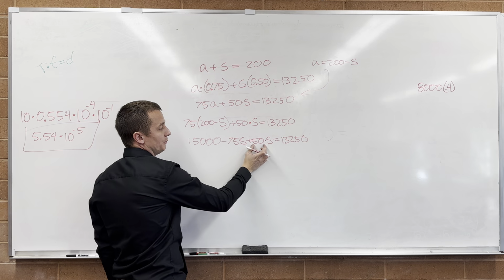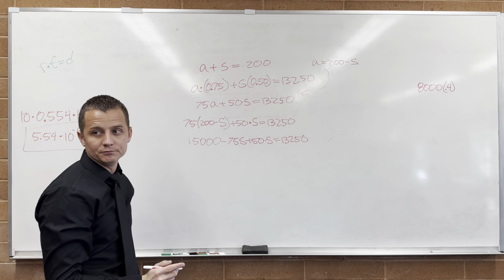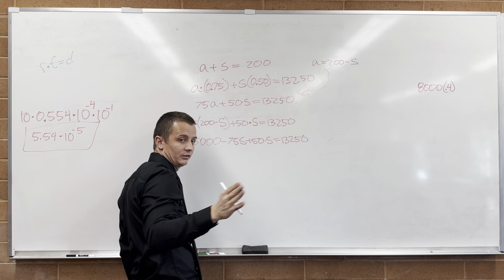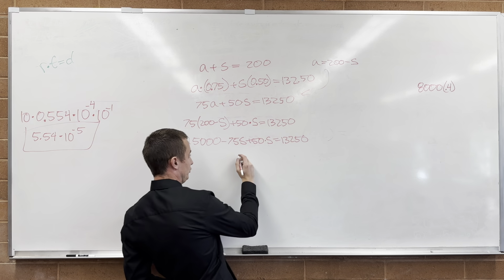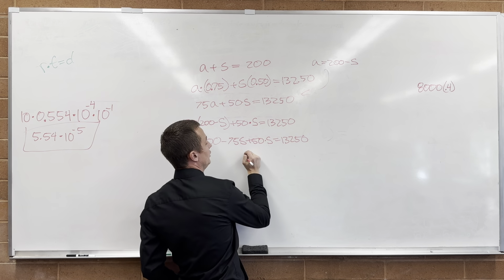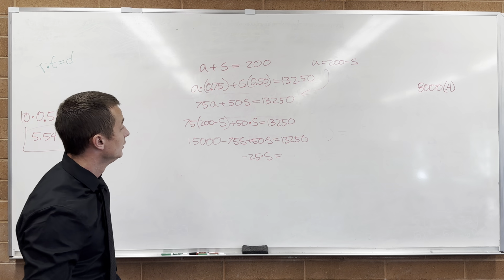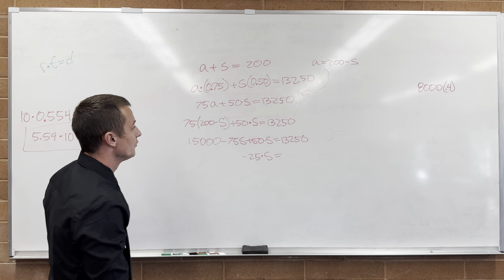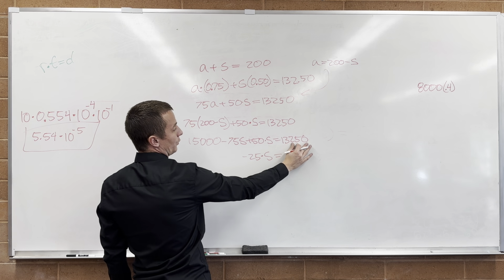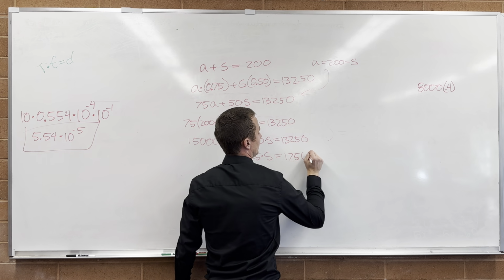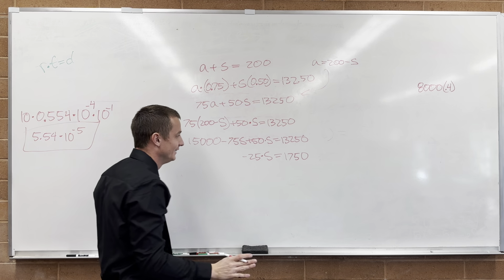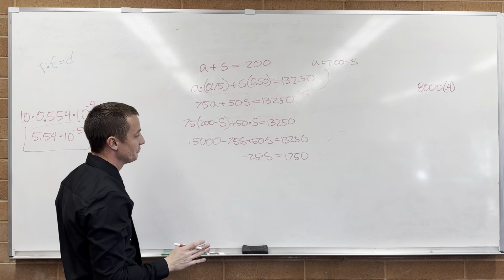So negative 75 plus 50 leaves us negative 25. So we have negative 25s is equal to negative 1750. Isn't it 1750? 750 gets us to 14. So 1750. Did I do that right? Yeah, 1750. Okay. You're right.